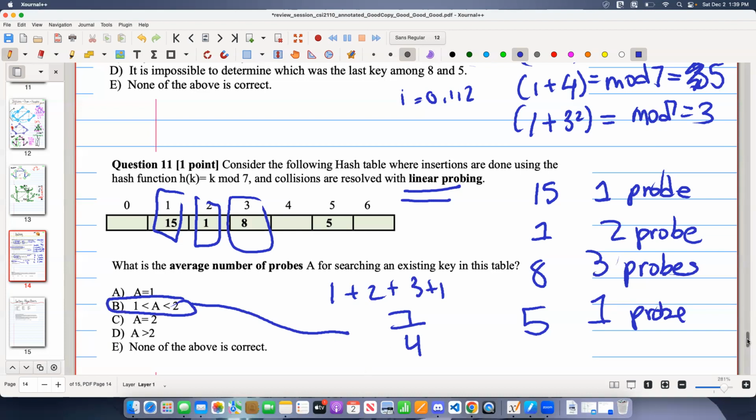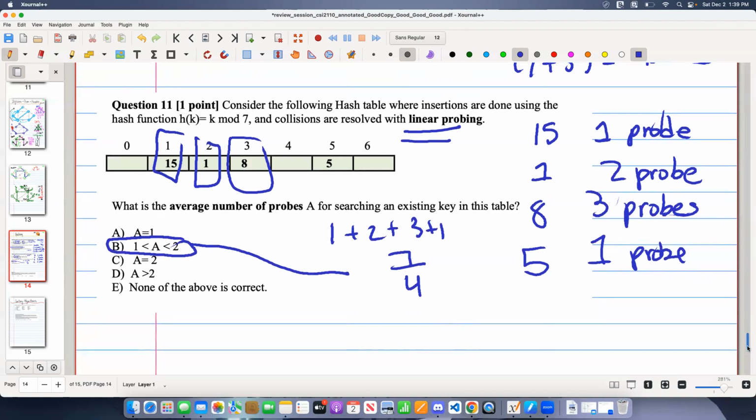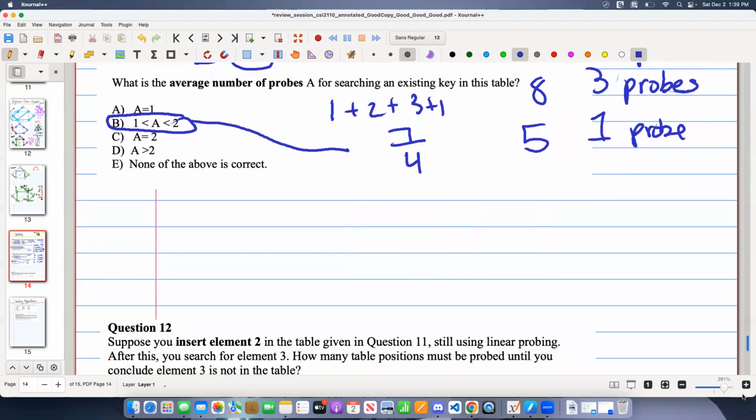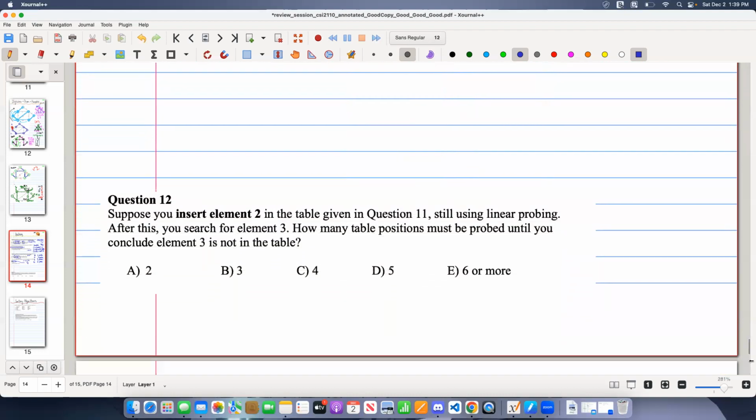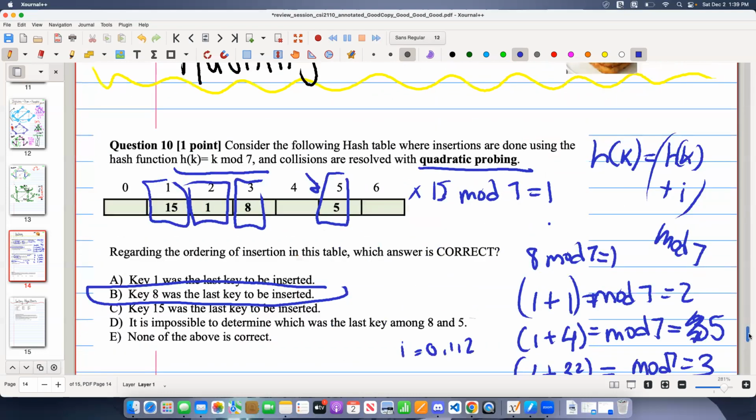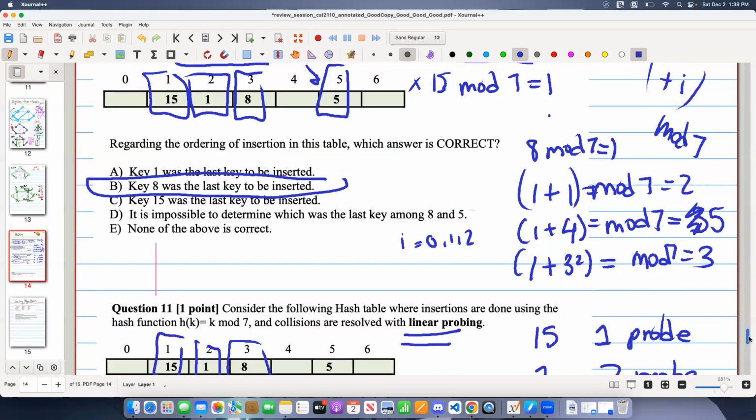Just giving you some examples of how you can calculate it. You can just obviously look and say, okay, it's between 1 and 2. But just in case you guys don't know math, that is there. Very good. What was the answer for the quadratic formula question? It's 8 was the last key to be inserted.